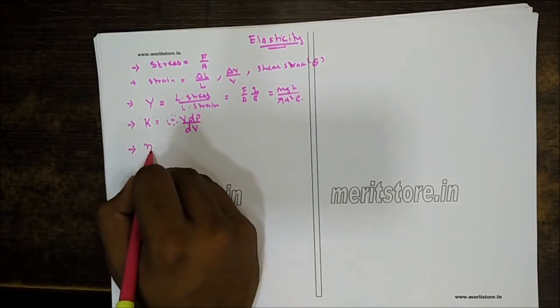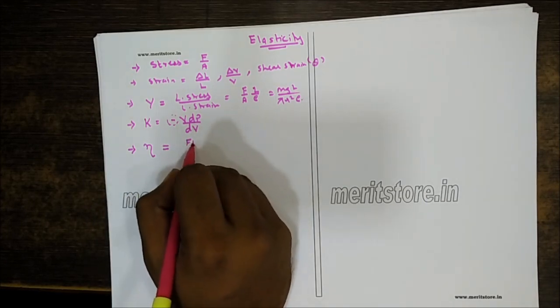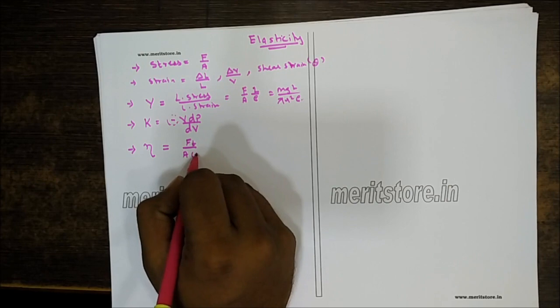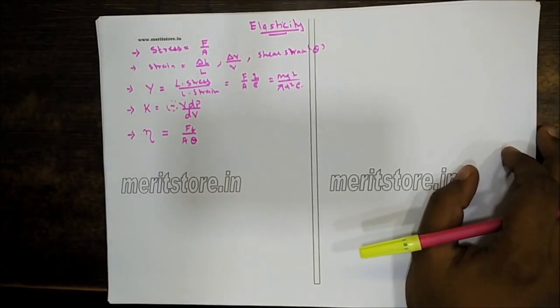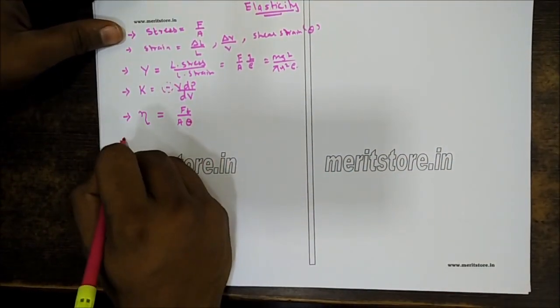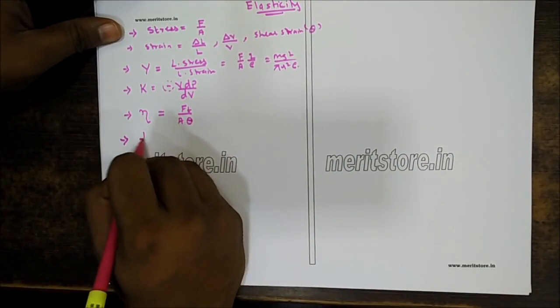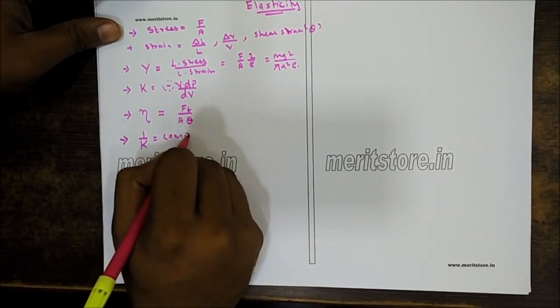Then we have modulus of rigidity, which is tangential force upon area into theta. Now we can say 1 upon bulk modulus is called compressibility.